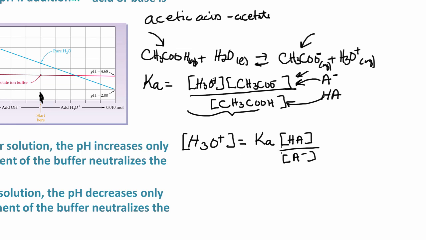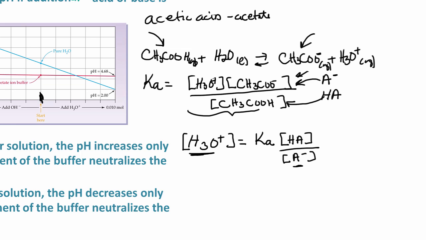Okay, so we have an expression here that would allow us to determine the hydronium ion concentration. And we can see that if the concentration of acid is greater than the concentration of base, then we're going to have a higher concentration of hydronium ion, or a lower pH. If the concentration of base is greater than that of the acid, then we're going to have a smaller concentration of hydronium ion, or a higher pH.